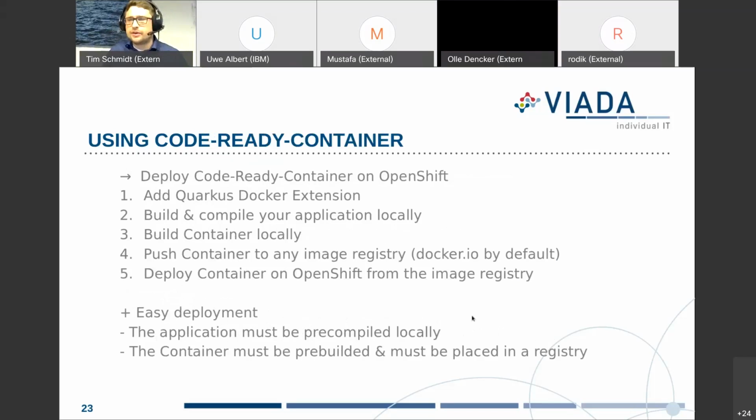Using the code-ready container is the fourth option to deploy a Quarkus application on OpenShift, so you can easily deploy a code-ready container to OpenShift. You have to add the Quarkus extension. That is very easy. Then you have to build and compile your application locally, build the container locally, push the container to any image registry, and in the end, you can deploy the container on OpenShift from the image registry. I think that is a very easy deployment too, but as a disadvantage, the application must be pre-compiled locally, and the container must be pre-built and placed in the registry. So you have a little bit of work on your local PC.